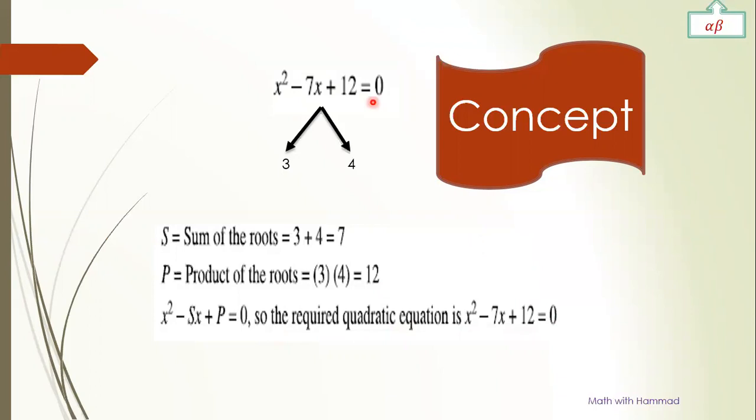In chapter number 1, we have discussed how to solve the quadratic equation to find the roots. For example, this is our equation and we have three different methods to find the roots, and we get the result 3 and 4. Now reverse process: if we have the roots, then how to find the equation? This is the method. First of all, you have to add these two roots. We will get sum of the roots, and then multiply the roots. We will get product of the roots, and replace S and P. We will get the required result.